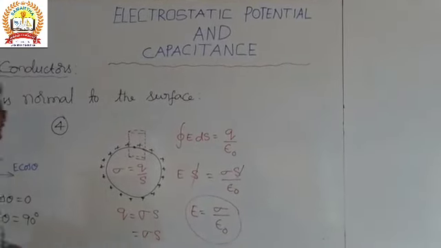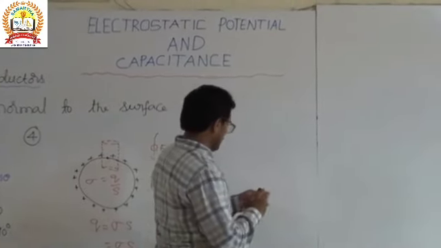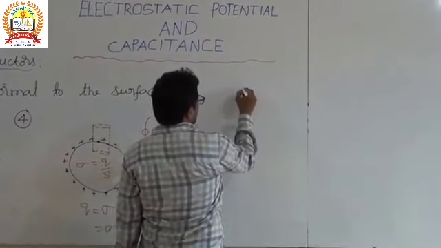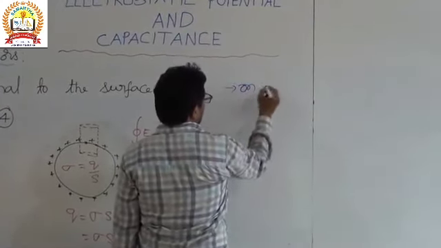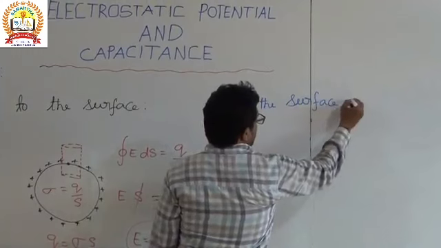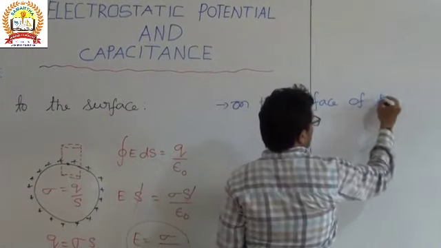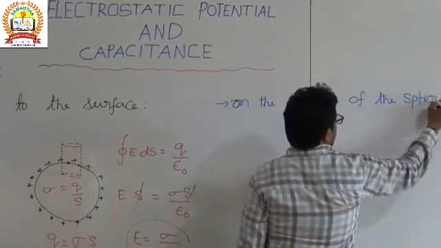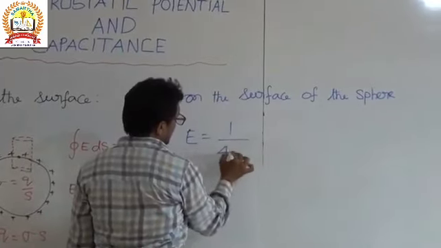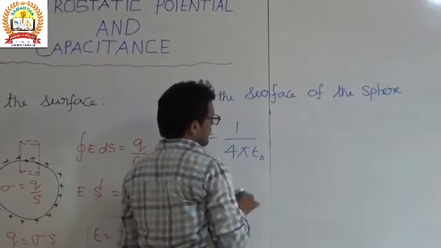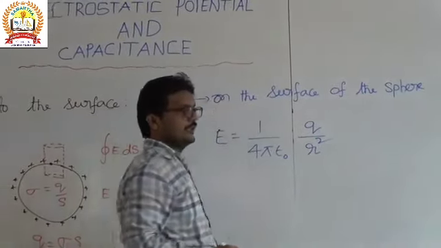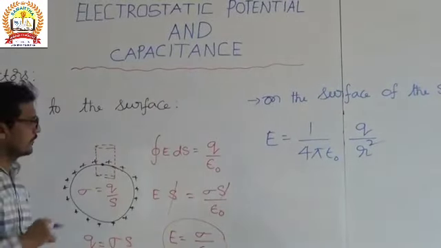So as we know the applications of Gauss law, on the surface of the sphere, E equals 1 by 4 pi epsilon Q by r square, where r is equal to the radius of the sphere.